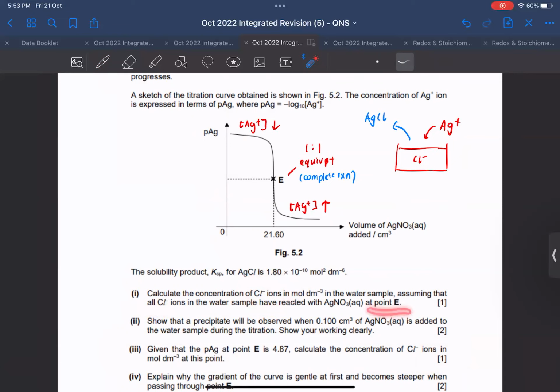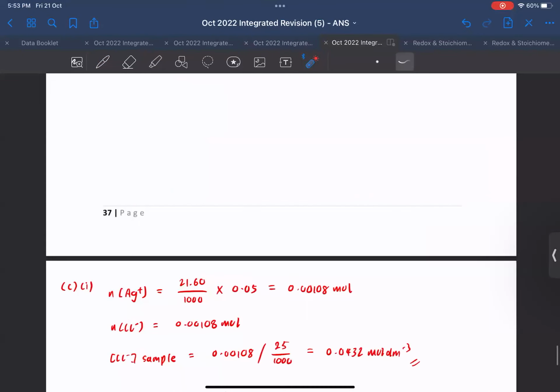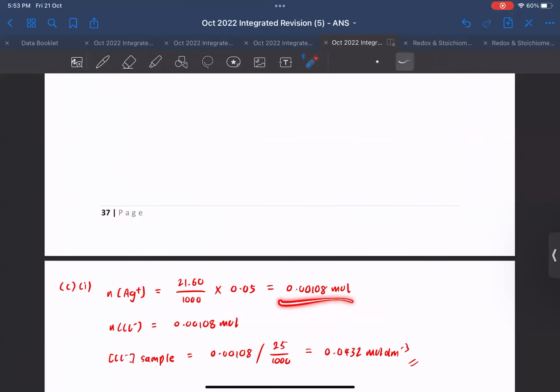They hinted to us that at point E, we can find the number of moles of Ag+. With that, we can find Cl- because again, it's a 1-to-1 ratio at point E. Then from there, we can find the concentration of Cl-. Let's take a look at the answer here. Ag+, equivalence point, 1-to-1 ratio is the same, and then you divide by the volume. The volume of the water sample is only 25 cm³, then you can get that as your answer. So that's the first part of the question done.